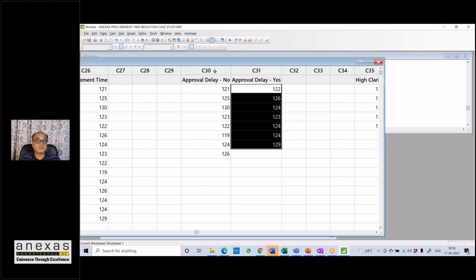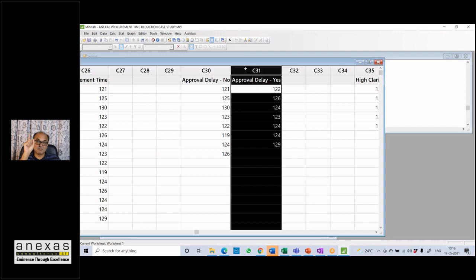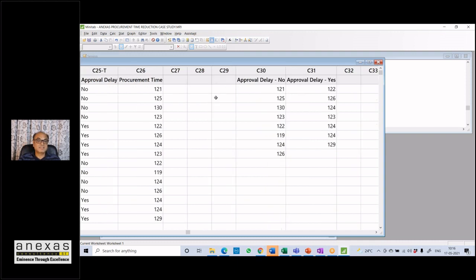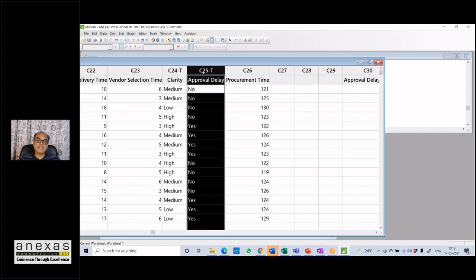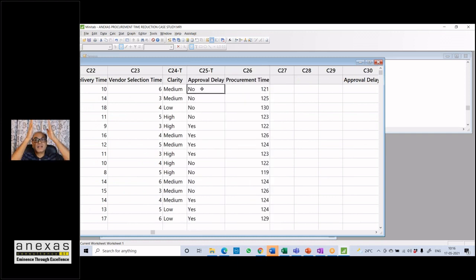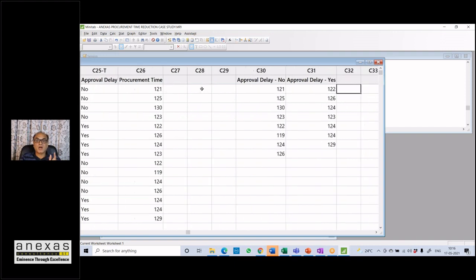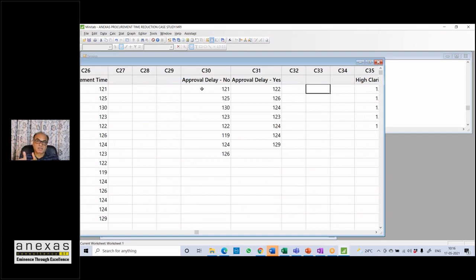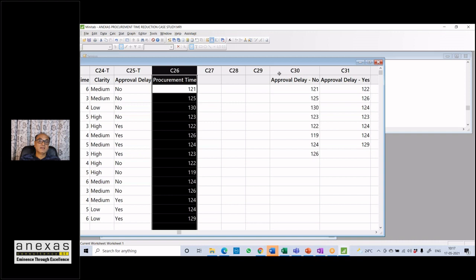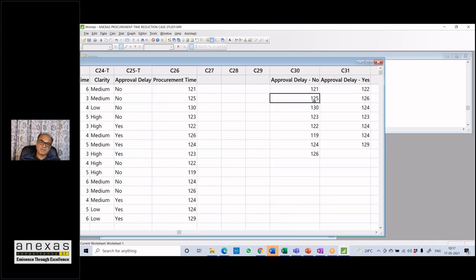By the way, these are categories. Don't think both are continuous. Please remember this. This is continuous data. This is attribute data. I've just unstacked and created separate columns for the two categories. So now I've got two samples in two different columns for the two different categories. So I can also use a 2T test. It will also give me the same result. In approval delay, we found in ANOVA, they are not impacting. If I use a 2T test, I'll still find that they are not impacting.